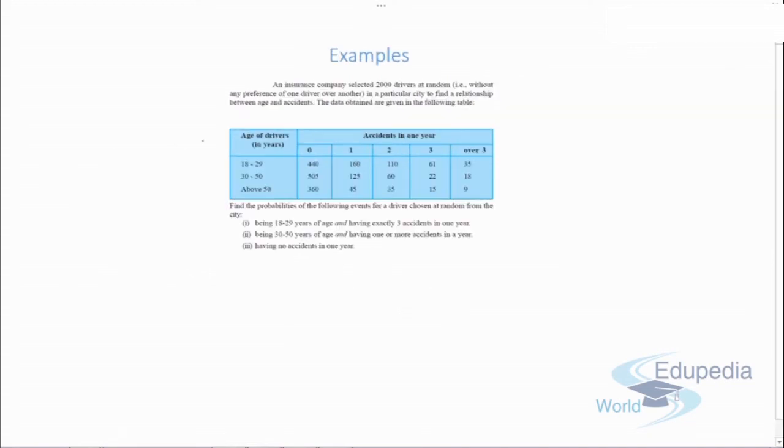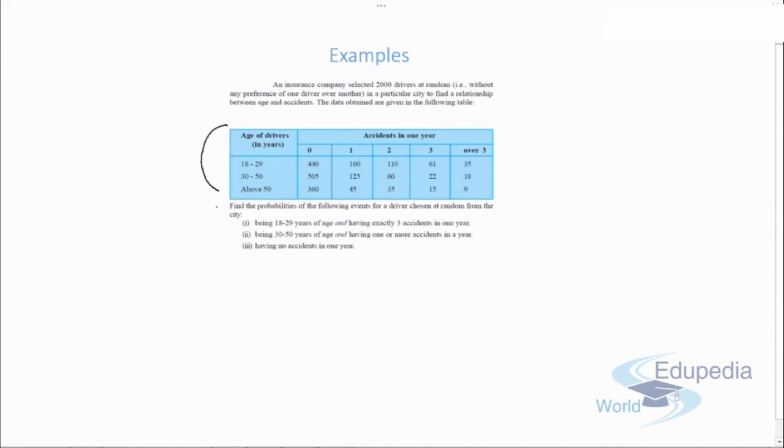The example says that an insurance company selected 2000 drivers at random, that is, without any preference of one driver over another. So they were selected independently, right? Now, in a particular city, to find a relationship between age and accidents, it's a very important question. The data obtained are given in the following table. So this is a table for the age and accidents of, let's say, 2000 random drivers.